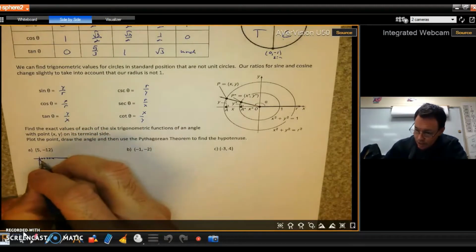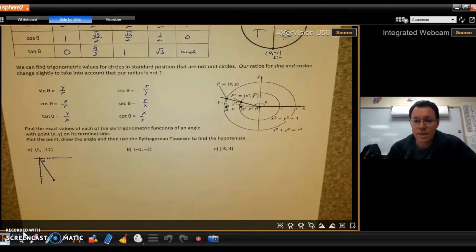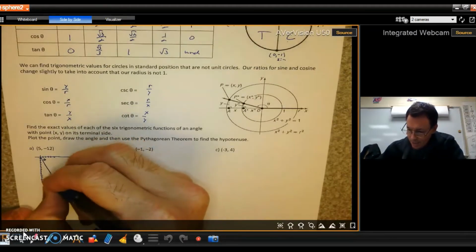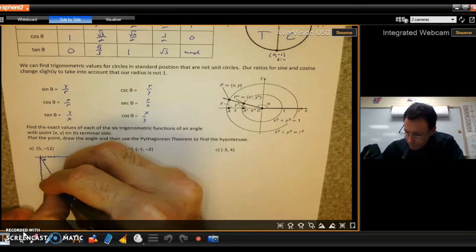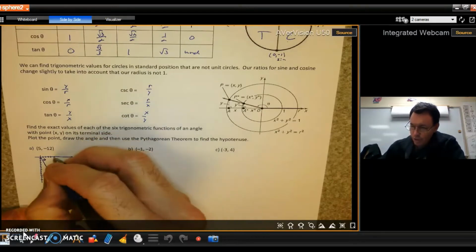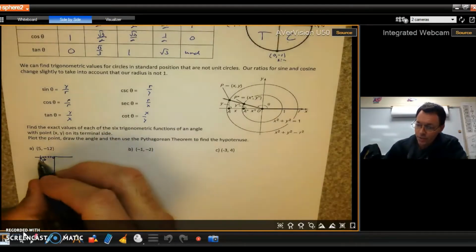Okay, so here's the angle. Remember, angles always measure back to the x-axis. Those are our reference angles. We always go to the x-axis. So watch what I'm going to do. I'm going to take this angle and draw a line back to the x-axis to make a triangle. So now we have a right triangle. What do we know about this right triangle? We know this side is 5.